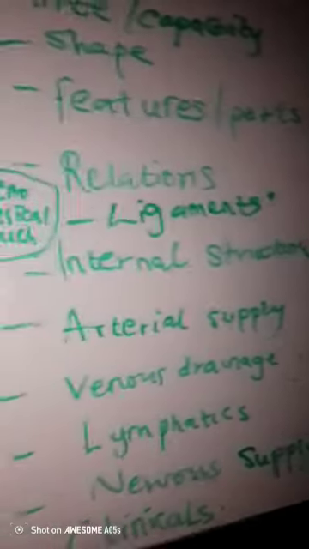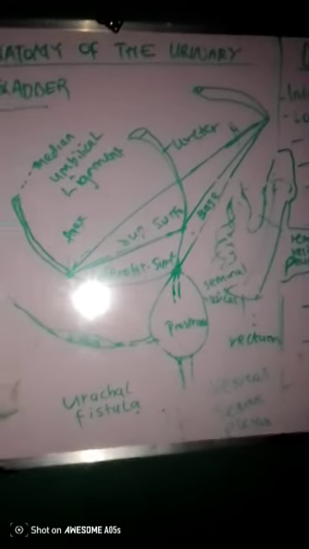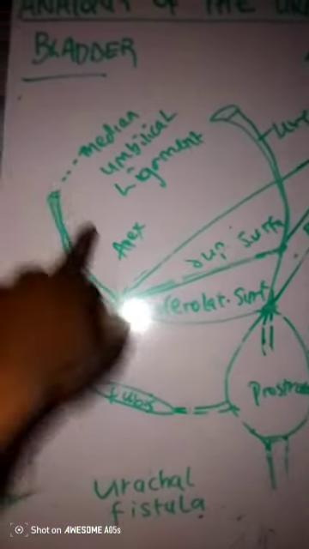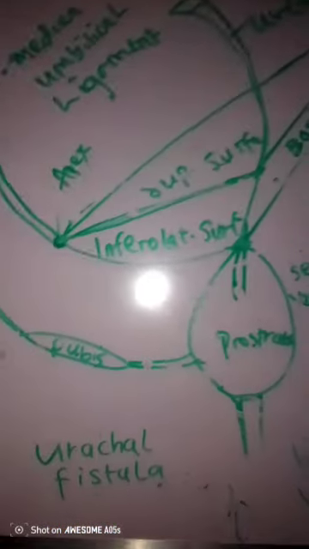There are true ligaments and false ligaments. True ligaments are formed from thickening of the pelvic fascia. They serve a supportive function, but the false ligaments are from peritoneal folds. They form peritoneal folds, so they do not serve any supportive function. So we're talking about the true ligaments. They are very important. The median umbilical ligament is one of the true ligaments, which connects the apex of the bladder to the umbilicus. We've talked about that.